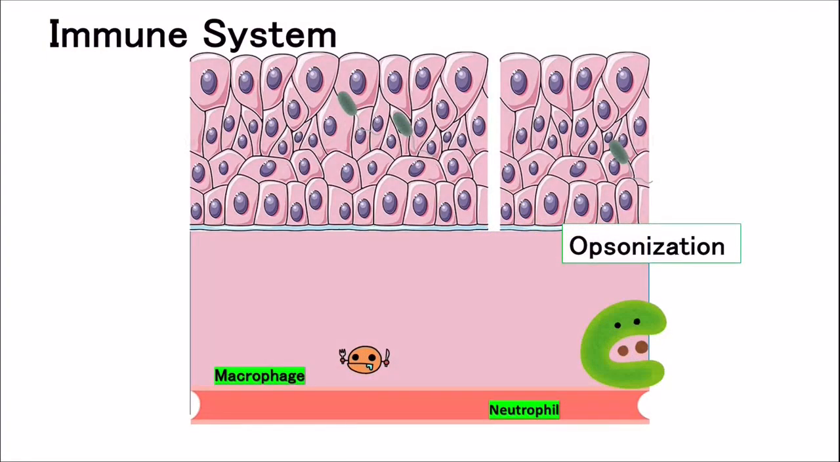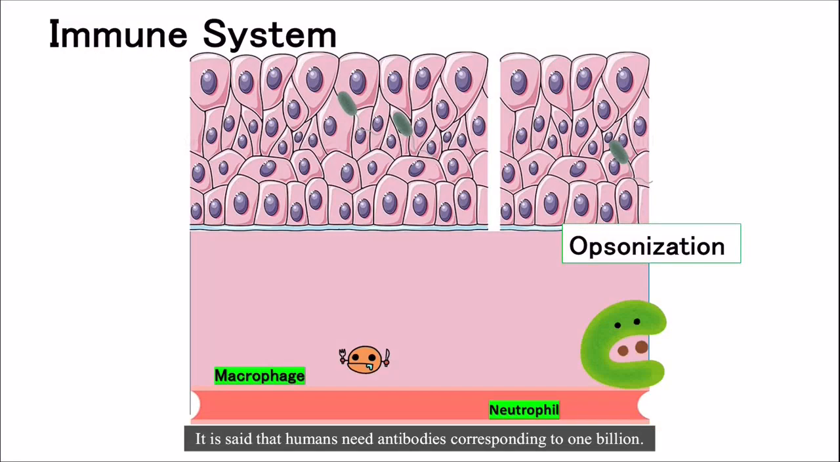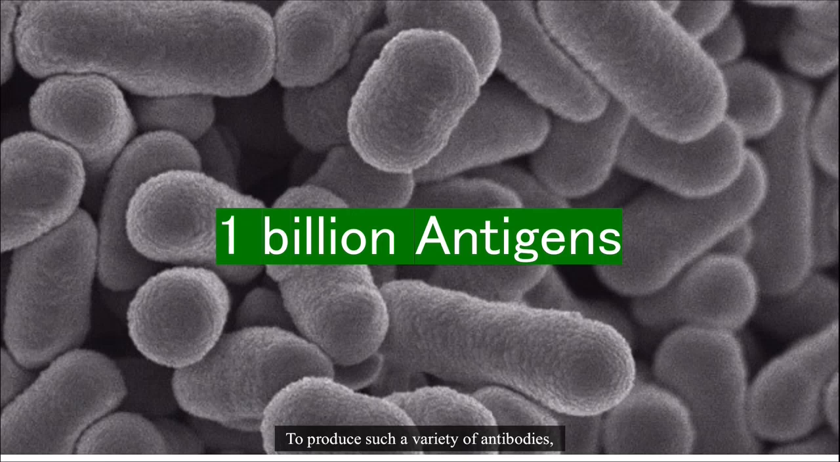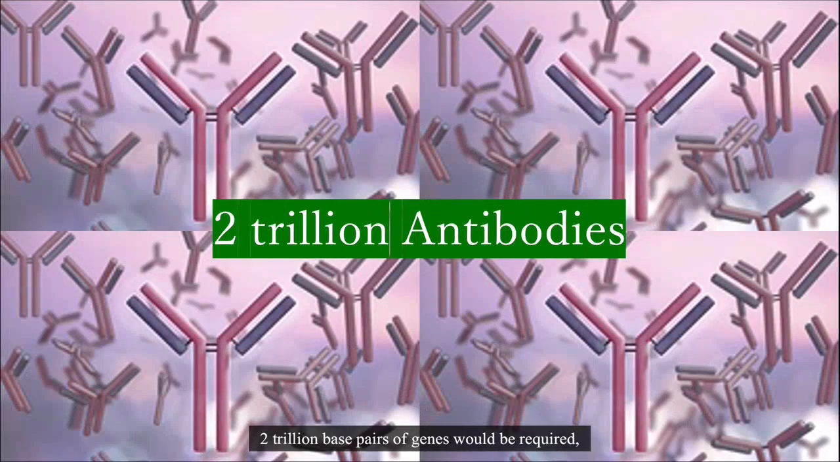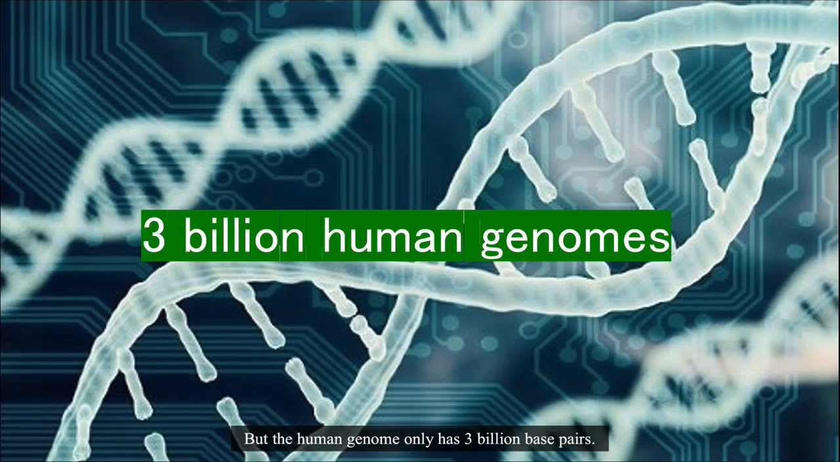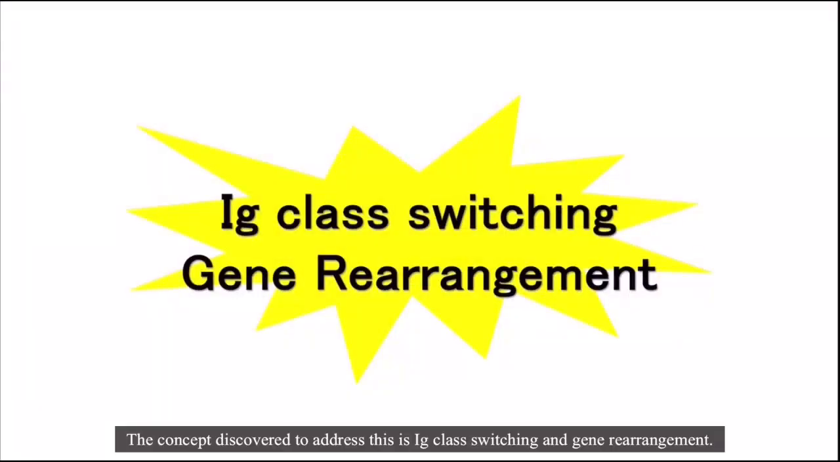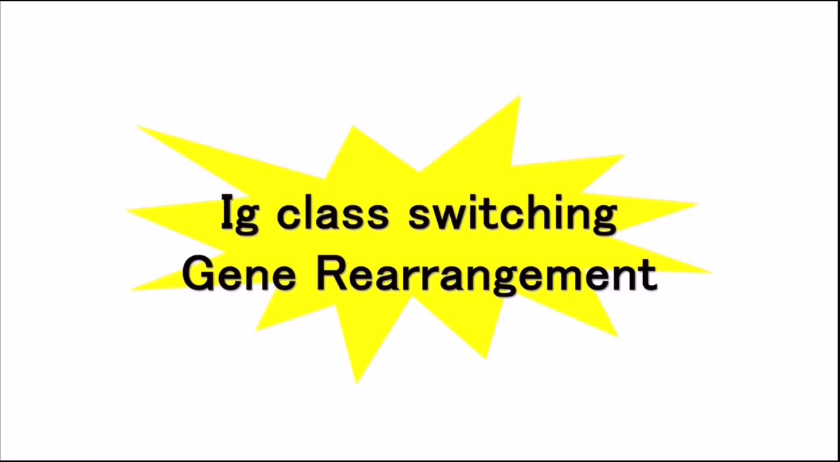Here's a question. It is said that humans need antibodies corresponding to 1 billion. To produce such a variety of antibodies, 2 trillion base pairs of genes would be required. But the human genome only has 3 billion base pairs. How does the body produce such a diverse range of antibodies? The concept discovered to address this is Ig class switching and gene rearrangement.